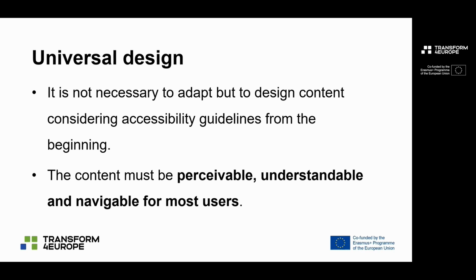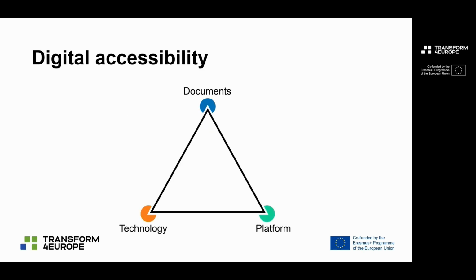If we prepare our material and after that we decide to make it accessible, the cost in time and probably money too will double. We must create or design perceivable, understandable, operable, and robust content so that most users can access the information regardless of their condition or circumstances. This applies to any digital content. And it is important to know the 3 points that support digital accessibility, which are technology, platforms, and documents. If one of them doesn't work, the others don't either.